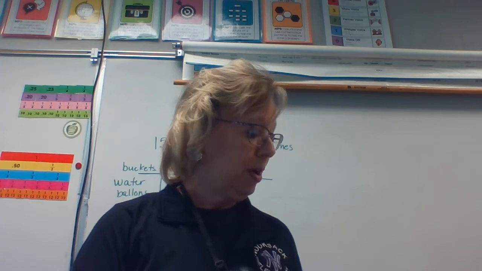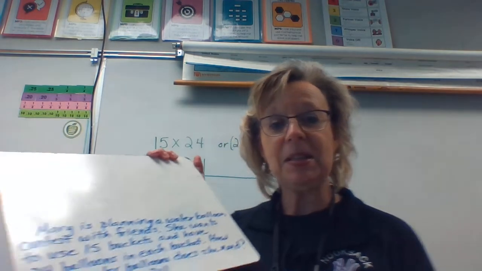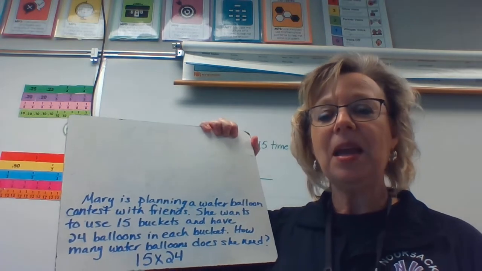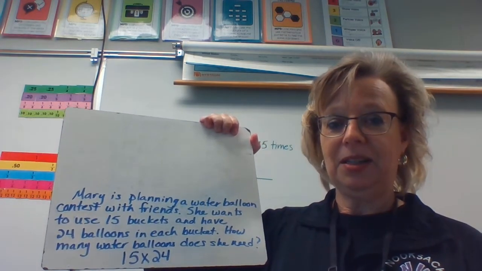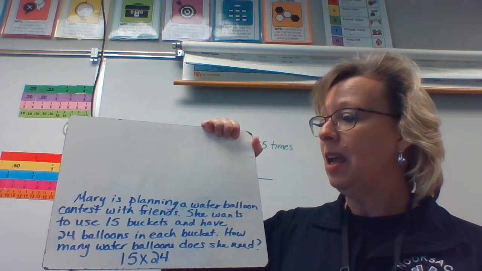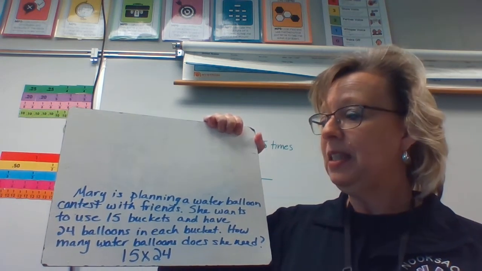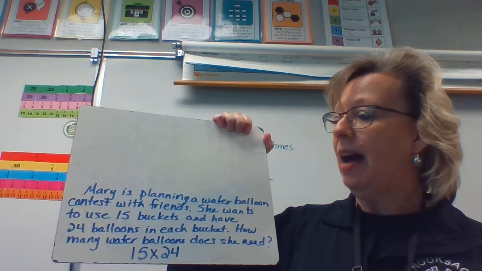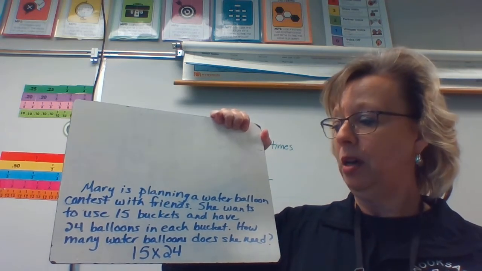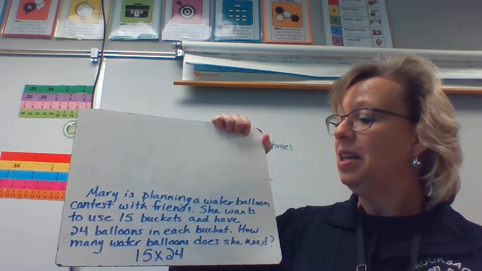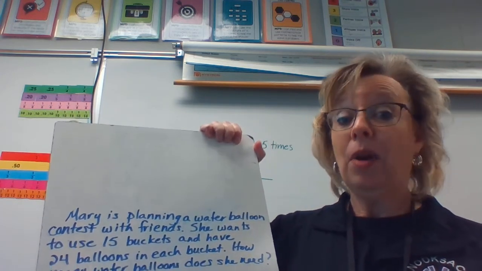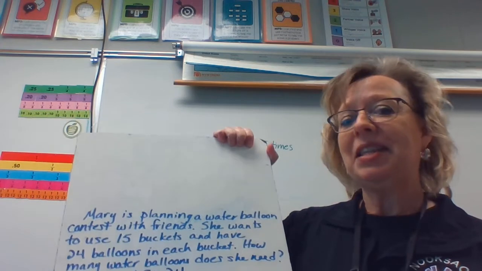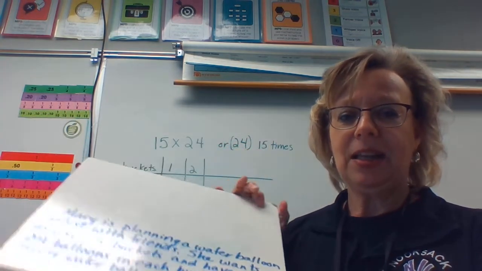The first story problem I want us to think about that's going to use a 2 by 2, and maybe this is something you want to try at home, but this is about Mary. Mary's planning a water balloon contest in her neighborhood with friends. She wants to use 15 buckets and to have 24 filled water balloons in each bucket. So how many water balloons does she need? So maybe she needs to tell her mom how many water balloons to go to the store to buy to get ready for this water balloon contest.